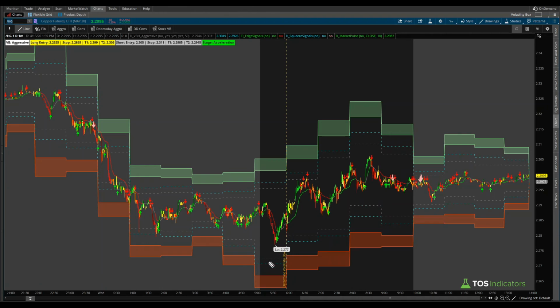So in the case of copper, the only thing that was valid was the actual volatility box breaches. The aggressive volatility box was once again the one to use. We had no breaches of the cyan lines, but price once again continued to chop sideways inside of our edges, giving us no real edge.